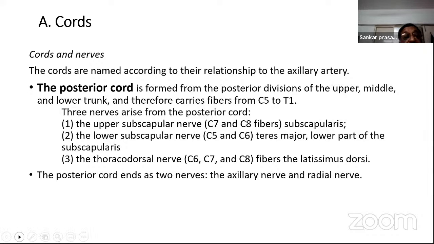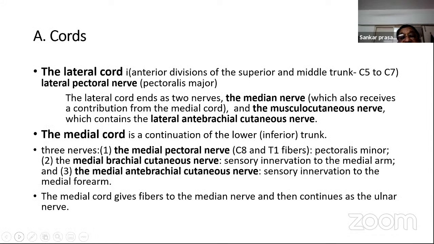Now the lateral cord: anterior divisions of the superior and middle trunk, that is C5 to C7. It gives a lateral pectoral nerve, which we have seen in the diagram. It supplies the pectoralis major, and it has two more nerves: the median nerve, which also receives a contribution from the medial cord, the musculocutaneous nerve, and the lateral antebrachial cutaneous nerve.